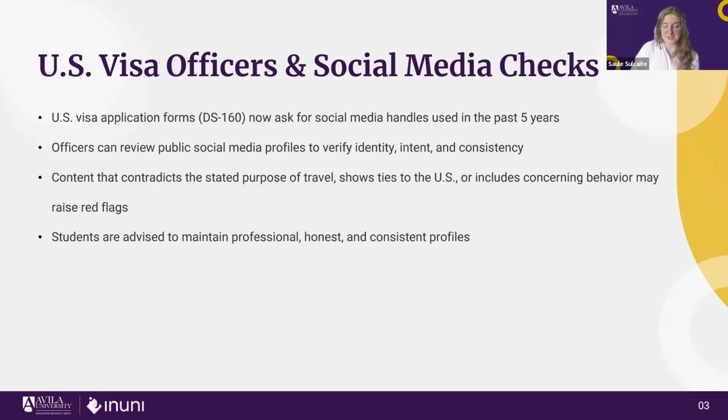Now let's talk about another topic that's really important. That's US visa officers and social media checks. US visa application forms now ask for social media handles used in the last 5 years. And officers can review public social media profiles to verify the identity, intent, and consistency. Also remember, they can review the public social media profiles. It doesn't mean they always will, but it's important to understand that they might be reviewing. Content that contradicts the stated purpose of travel, shows ties to US, or includes concerning behavior might raise red flags. And students are advised to maintain professional, honest, and consistent profiles.